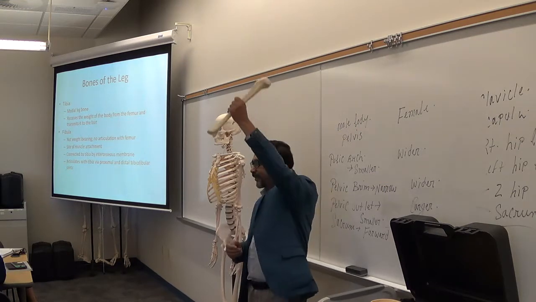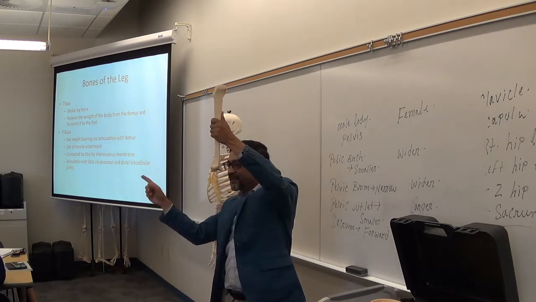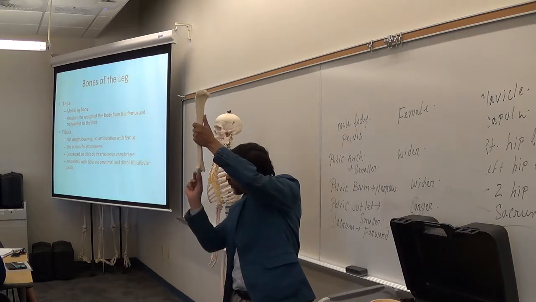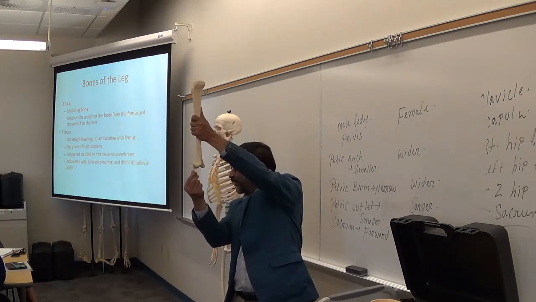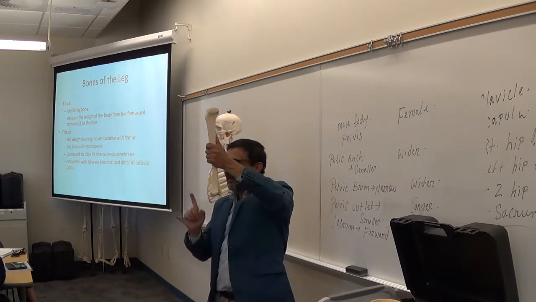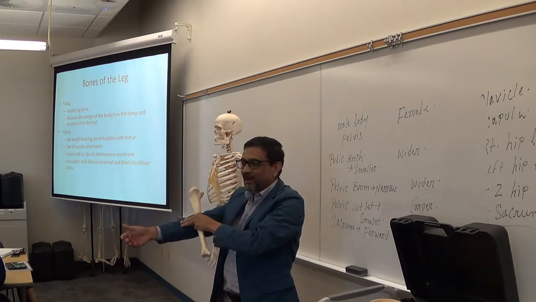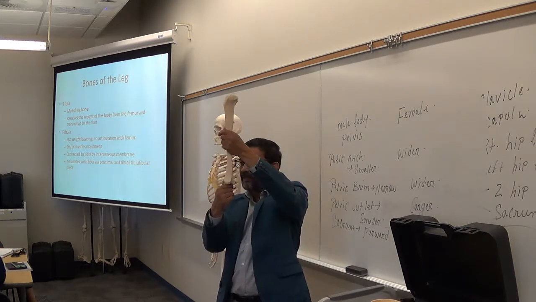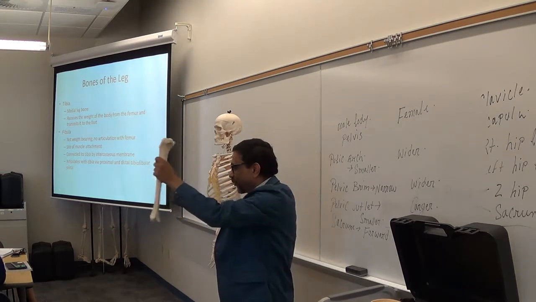Now at the lower end, you see here, it's like radius and ulna. You remember the lower end of radius and ulna, the extended part called styloid process. In this case, a similar structure here, slightly extended downward. But in case of the leg, it is called malleolus. In case of the arm, it is called what? Styloid process. In case of the leg, it is called malleolus. So this is medial malleolus because this is the medial bone. Okay?